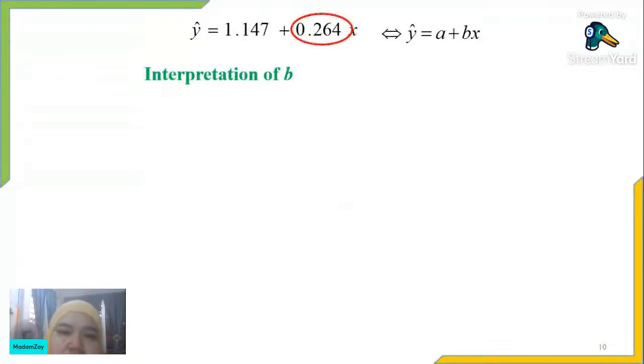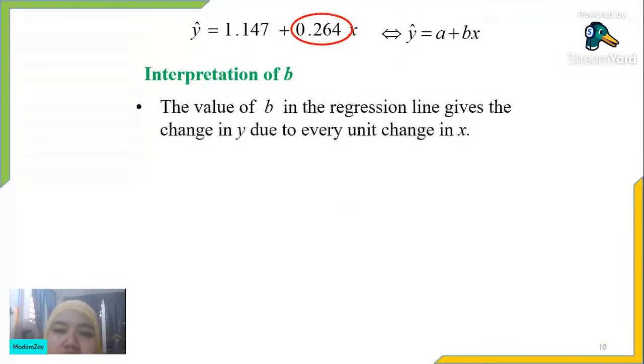Interpretation of B. Because B is talking about the gradient, okay? So the value of B in the regression line gives the change in Y due to every unit change in X. When X is zero, there is nothing. But when X is 1, it will increase by 1 times 0.264. If it is 2, it is twice 0.264.